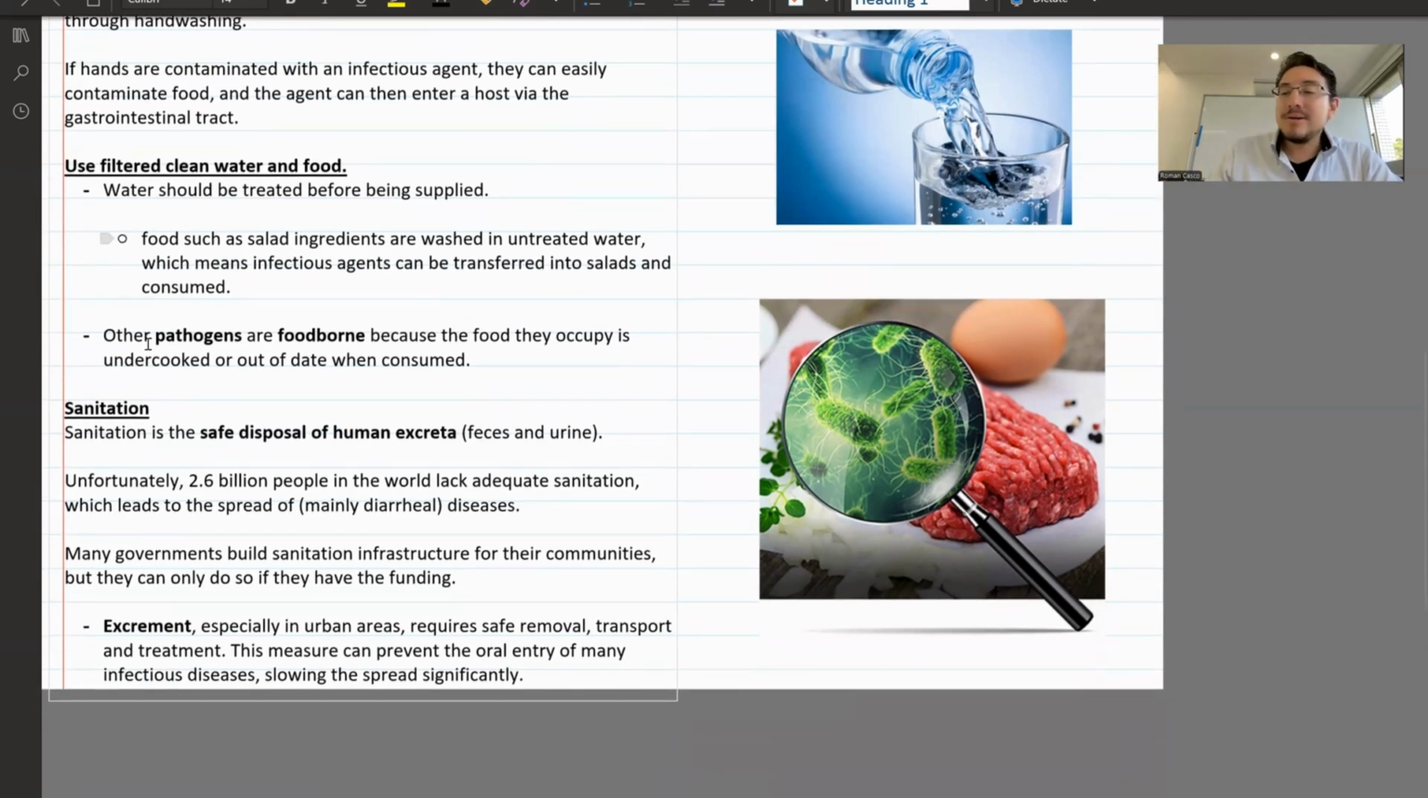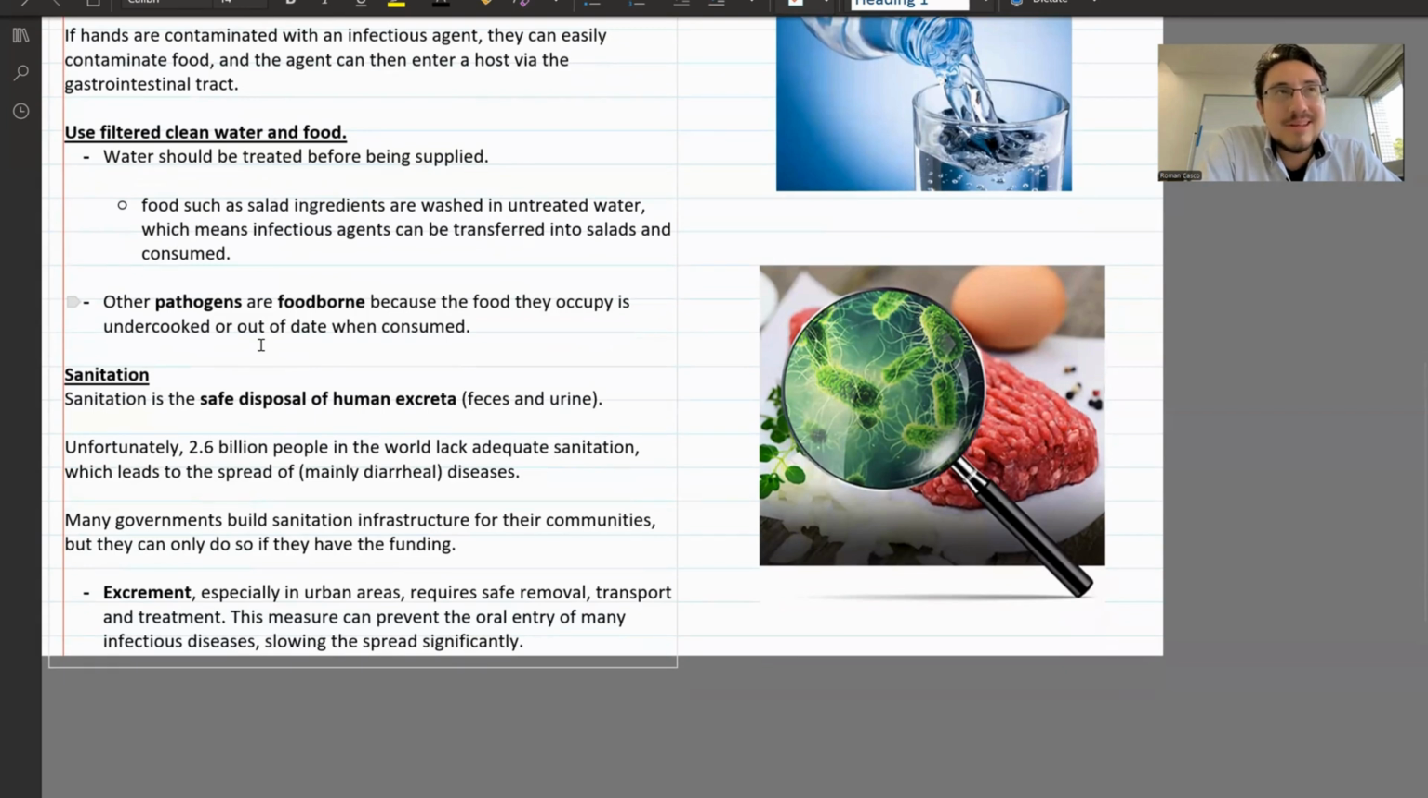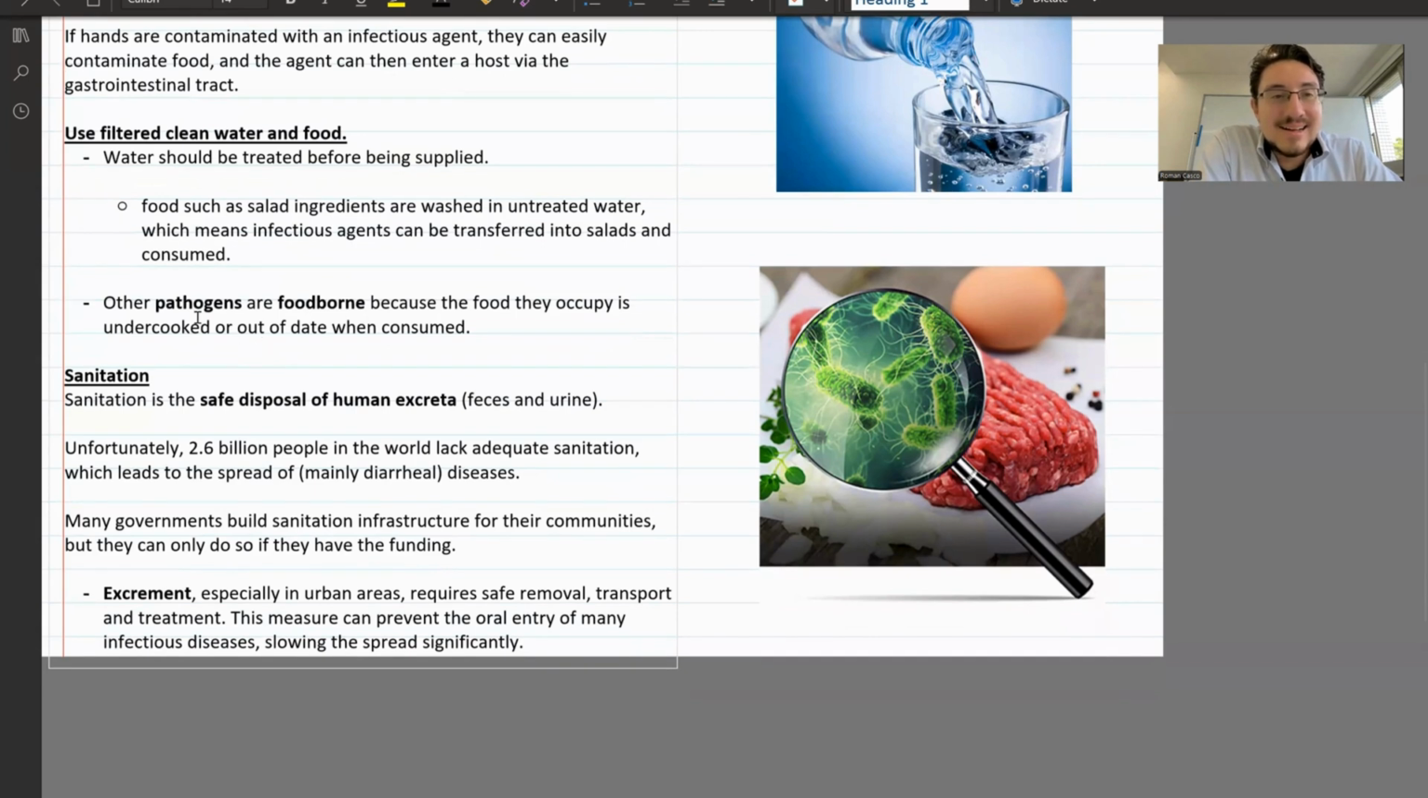Use filtered clean water and food, right? Water should be treated before being supplied. Definitely use filters in your house, or just buy bottled water. I buy bottled water. It's definitely not good for the environment. Clean water, right? If you don't have a tap or bottled water, just boil your water. Boil your water, right?